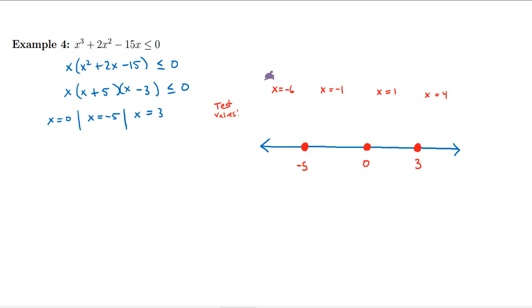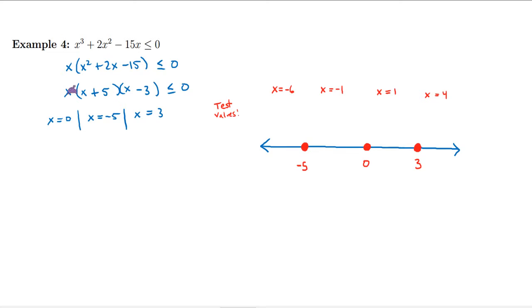Okay, now let's plug each of these into the factored version, right? You could plug them into the original up here, but all we need to do is determine the sign. We're comparing it to 0, and that's how you're going to figure out whether or not to include the region or not, right? That's why they're test values. They're representatives of those regions.